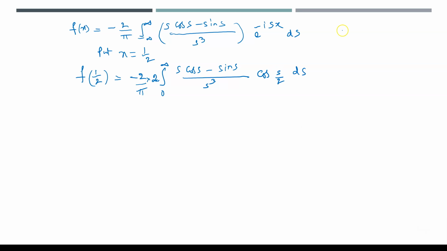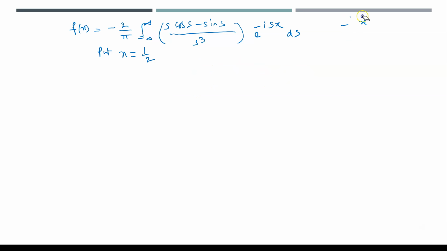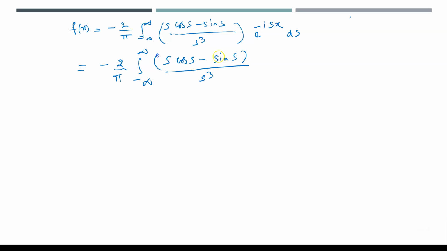How do we get this cos s by 2? Shall I write the whole step before substituting x equal to 1 by 2? First let us write e power minus isx as cos sx minus i sin sx. We have seen this type of simplification in our previous solution. So minus 2 by pi integral minus infinity to infinity s cos s minus sin s upon s cube into cos sx minus i sin sx ds.